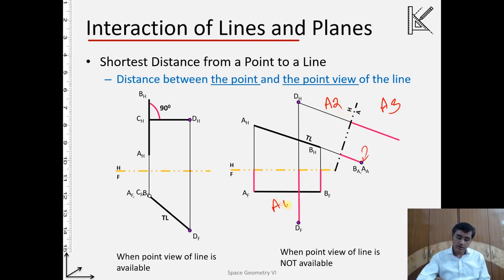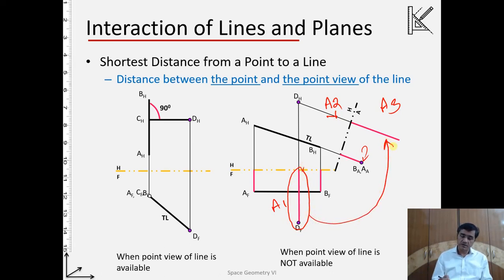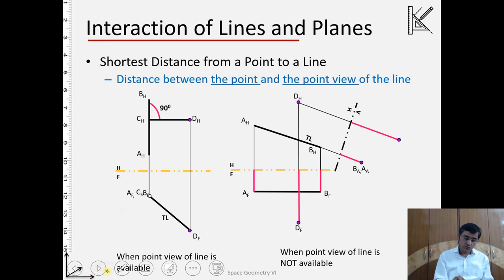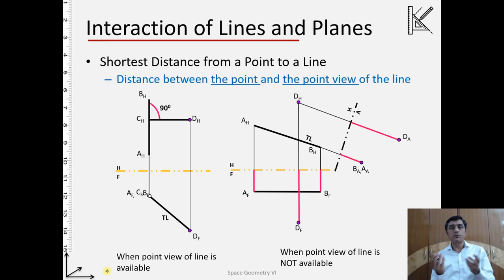A2 and A1. So I have taken the projector from A2 and I am taking the distance from A1 and applying this distance over here. Alright, so over here I will have the point DA. That means the projection of point D onto the auxiliary plane. So we give the name. So this is DA. Alright, so we have got what we wanted, the point view of the line as well as the point on an auxiliary plane.